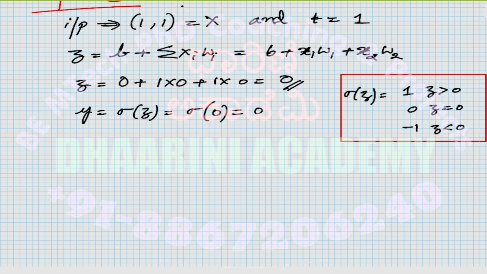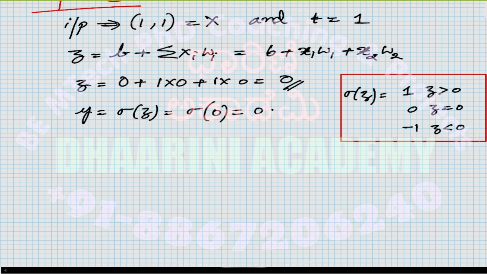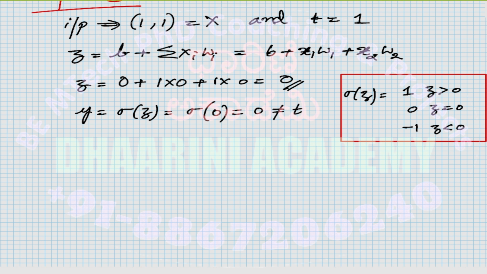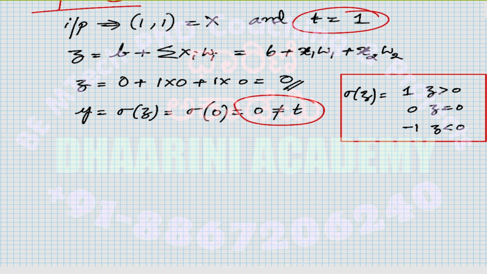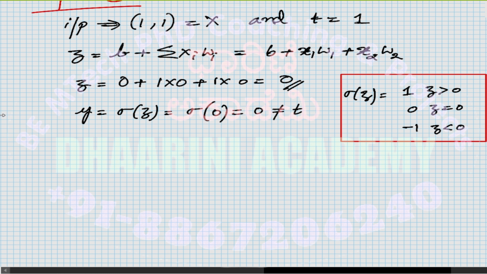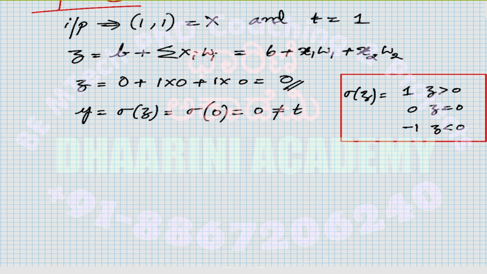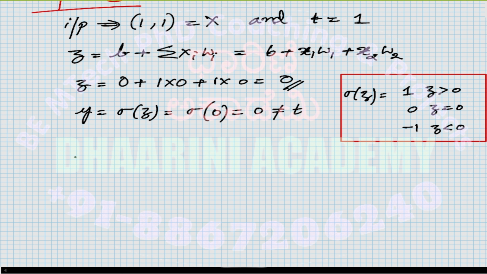Now let's use this. So 0, is this equal to target? No, this is not equal to target. Compare, target was 1, but now I got y as 0, which means the machine has to learn something now. The current values are not optimum. So whenever y is not equal to target, you need to update. So let's do the updation.